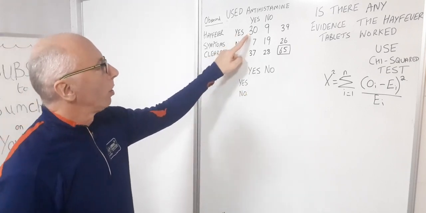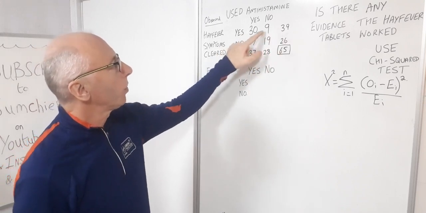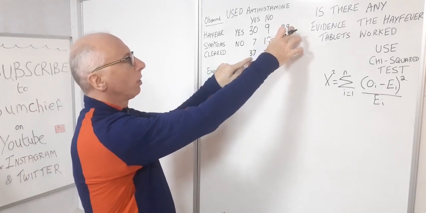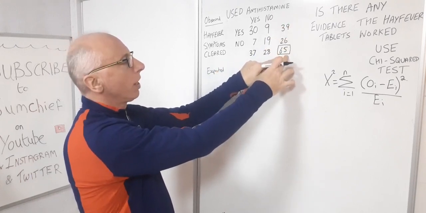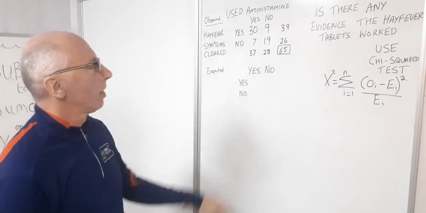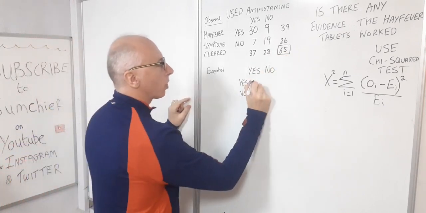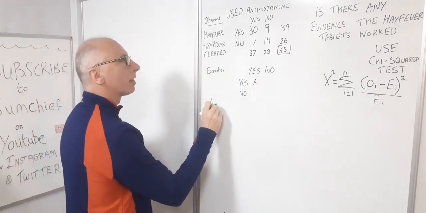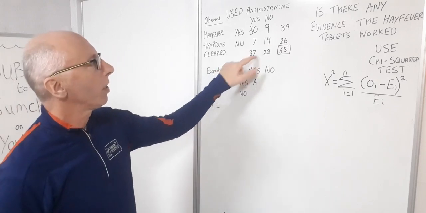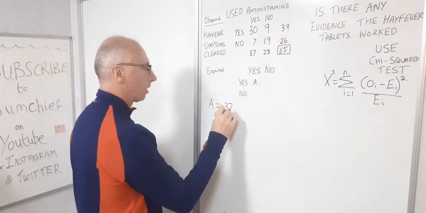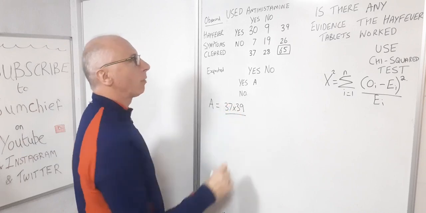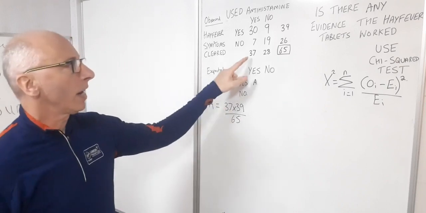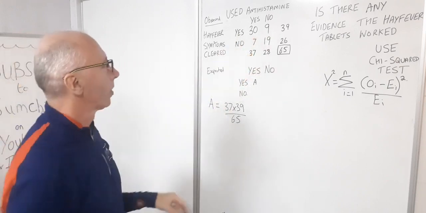For each point in here, for each corresponding one, we'll multiply our column total and our row total and divide by the total altogether. So you can see for this one, I'm just going to call this A for now. I'll write the formula up for A so you can see that. A will be 37 times 39, divided by our 65. And that's going to give us our expected value for this one.